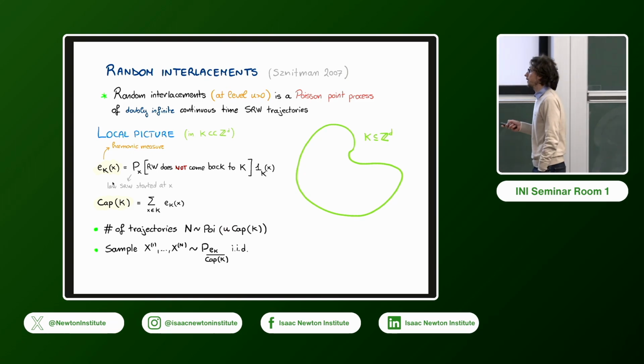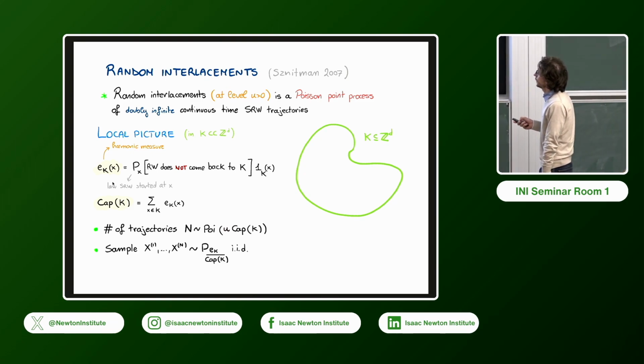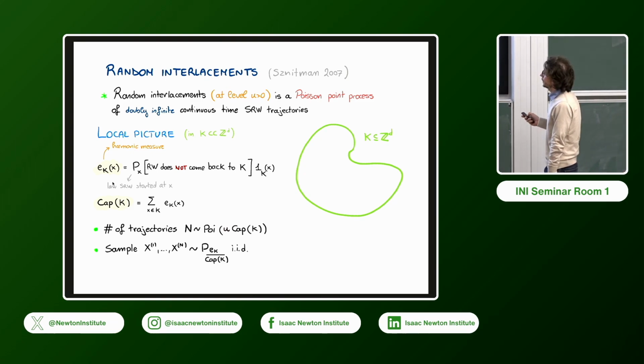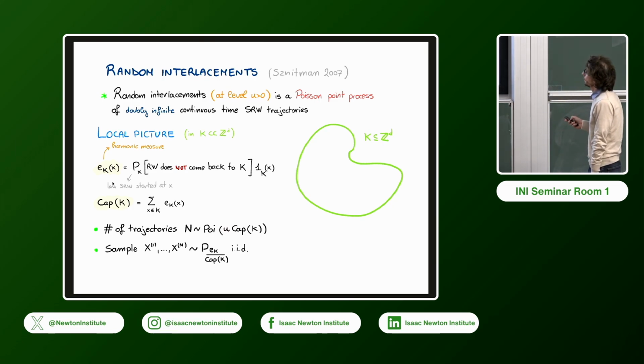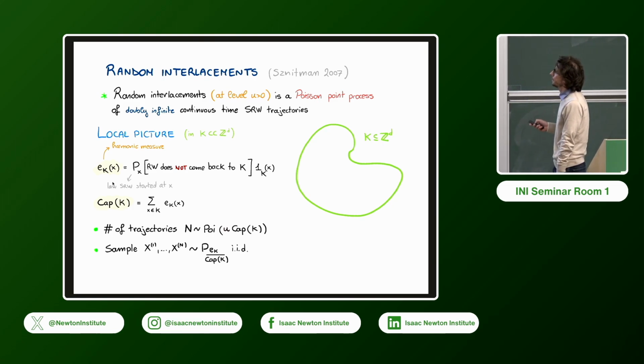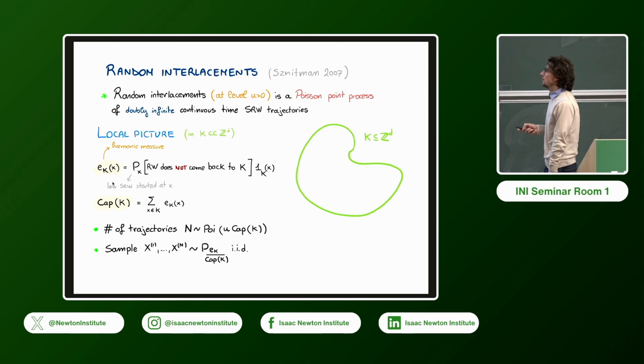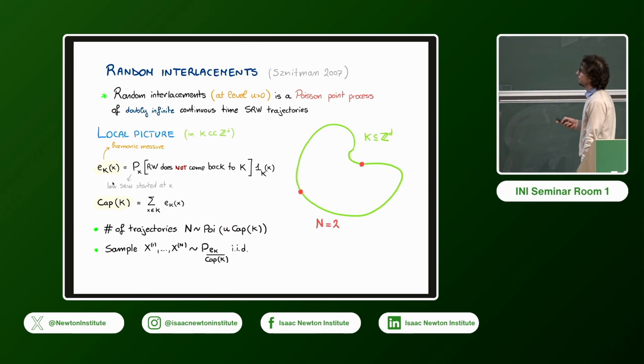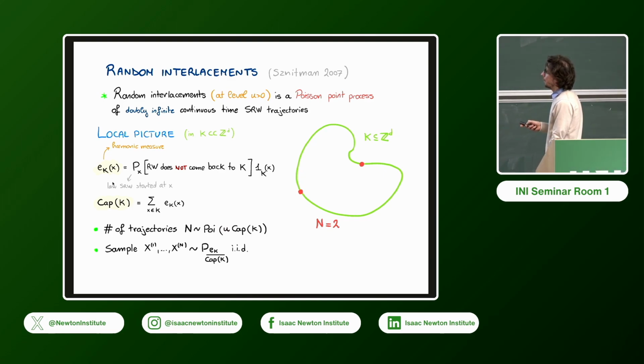And the way I like to describe it, and this is also the way Alexis described it, is by looking at the local picture. So if we want to sample random interlacements inside a finite set, we argue as follows. We sample the number of random walk trajectories as a Poisson random variable with parameter u times the capacity, the random walk capacity of this set here. So for example, we sample two points, and then we choose those two points on the boundary according to the equilibrium measure of the random walk.